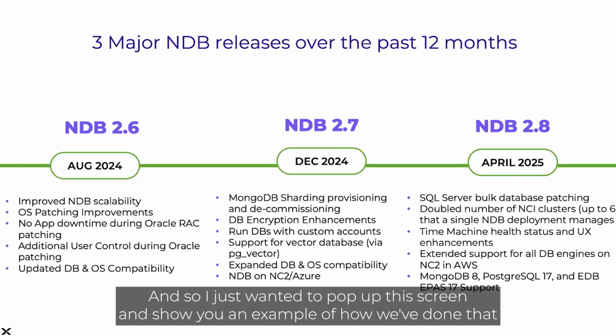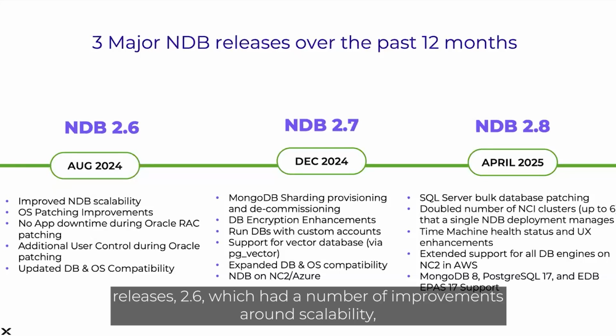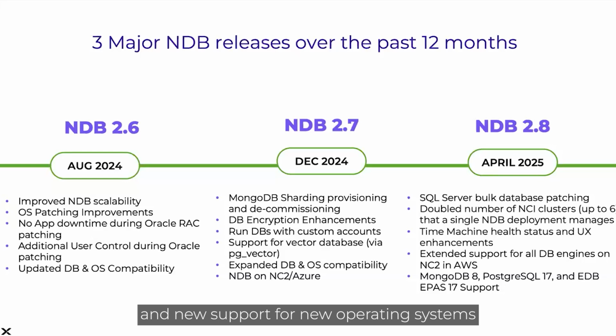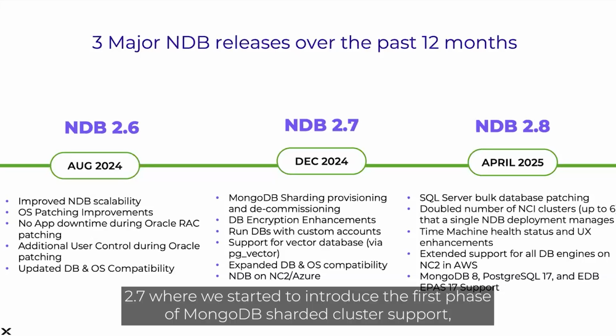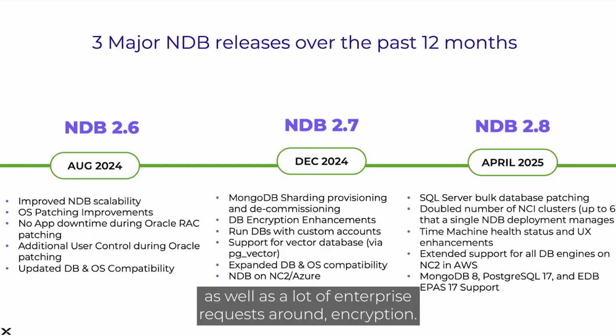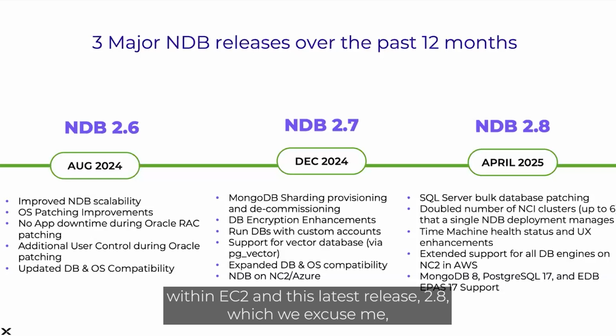And so I just wanted to pop up this screen and show you an example of how we've done that since August of last year, where we released three distinct releases: 2.6, which had a number of improvements around scalability, and new support for new operating systems and databases, improvements to how we handle patching. 2.7, where we started to introduce the first phase of MongoDB sharded cluster support, as well as a lot of enterprise requests around encryption. We added full-blown support for NDB on Azure with NC2.